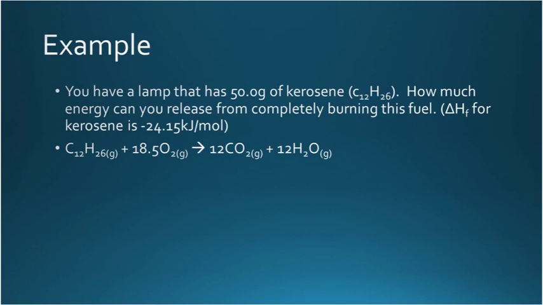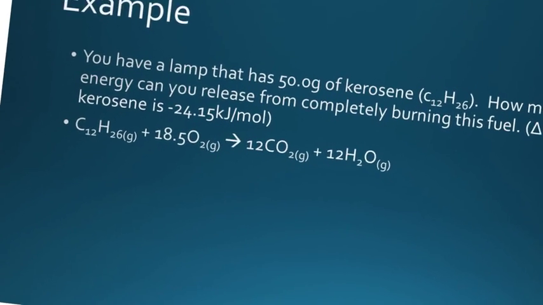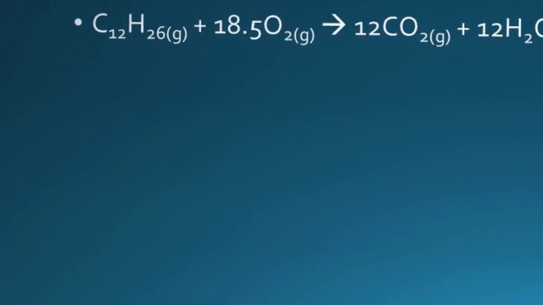All right, so our last example, you have a lamp that has 50 grams of kerosene, C12H26. How much energy can you release from completely burning this fuel? Delta HF for kerosene is negative 24.15 kilojoules per mole. So very similar question to the last two questions that we did, except for this one we needed to figure out exactly how many moles of kerosene we have so that we can figure out the energy. So I'm going to zoom right in just so I have enough room.